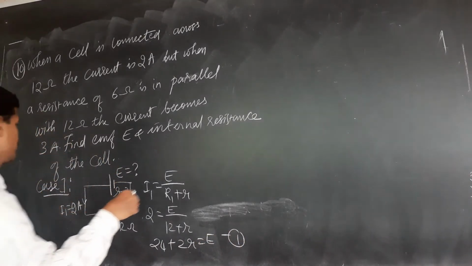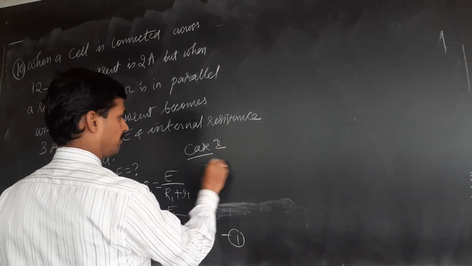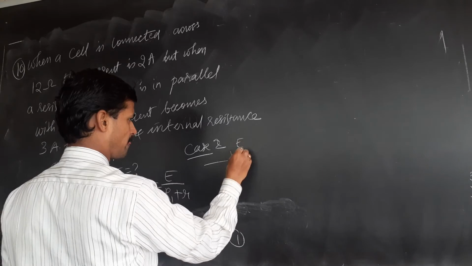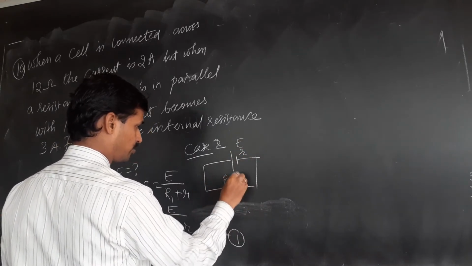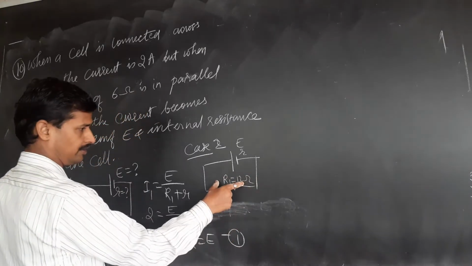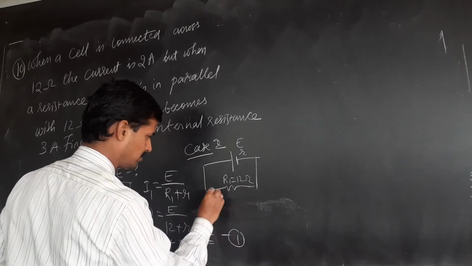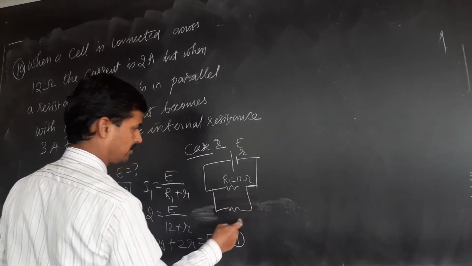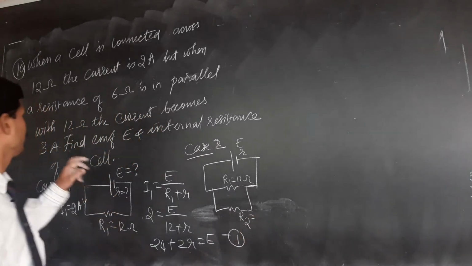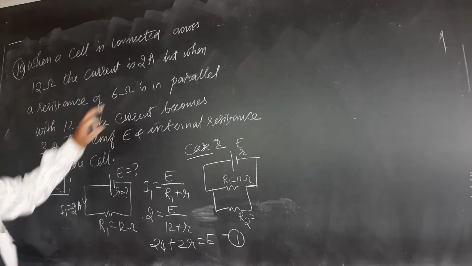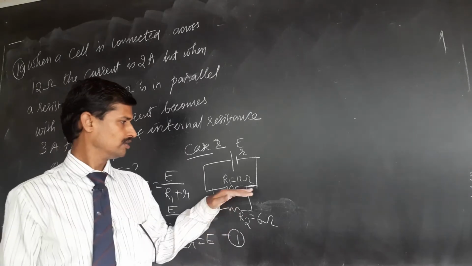Equation 1. Case number 2, what is done? For the same cell, already R1 is equal to 12 ohm is there. Apart from this, they have connected one more resistance in parallel across R1, whose name is R2, whose value is 6.